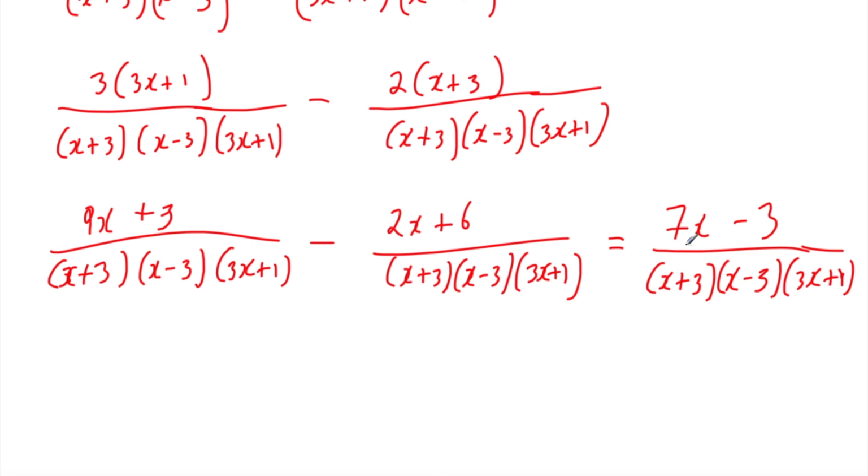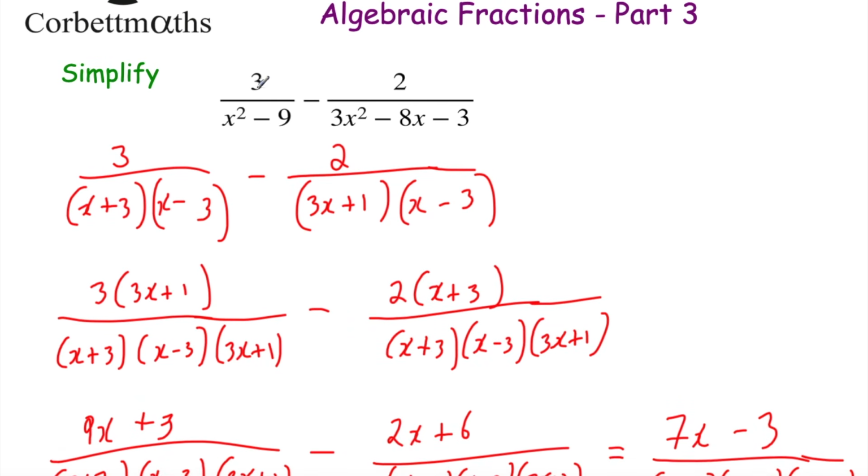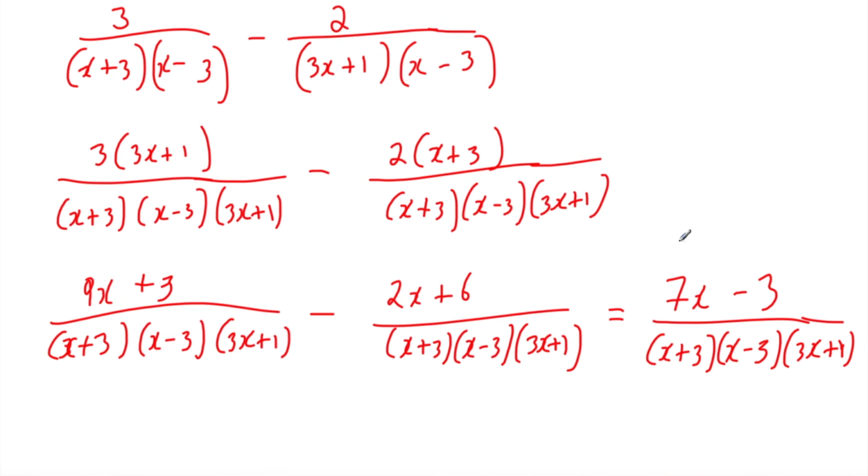And that's it. The numerator there can't be factorised, so that means that we can't cancel this down. So that's it, and yeah, that's our answer. So if we're asked to simplify 3 over x squared minus 9, subtract 2 over 3x squared minus 8x minus 3, the answer would be 7x minus 3 over x plus 3, x minus 3, and 3x plus 1.